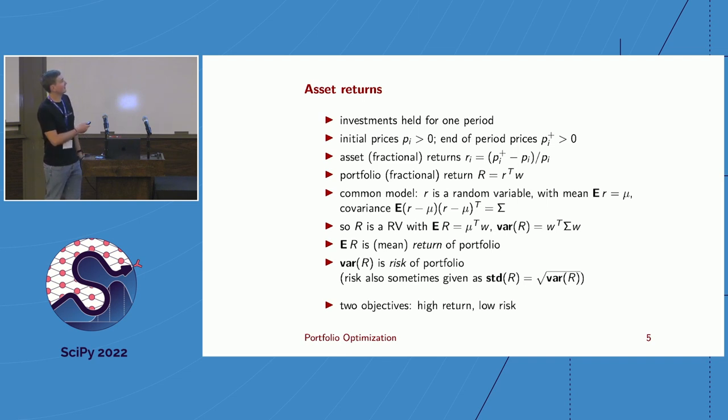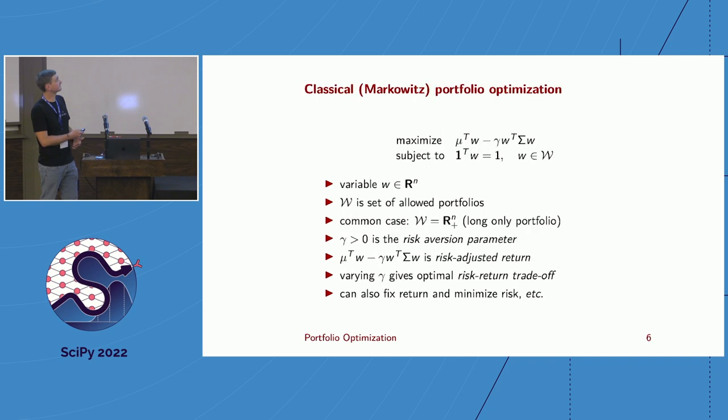And obviously, we want to have high returns and we want to have low risk. And then, as always in optimization, you want to have some trade-off between those. Like the example earlier, where you want some trade-off between speed and efficiency. Maybe here you have the trade-off between return and low risk.